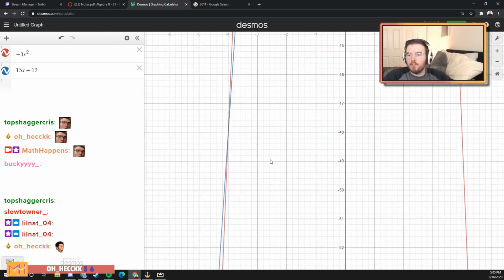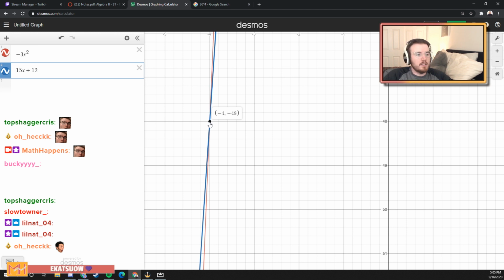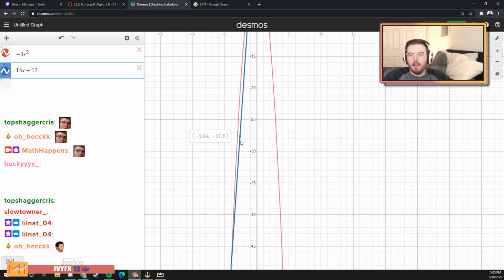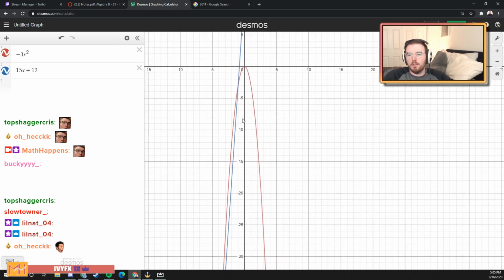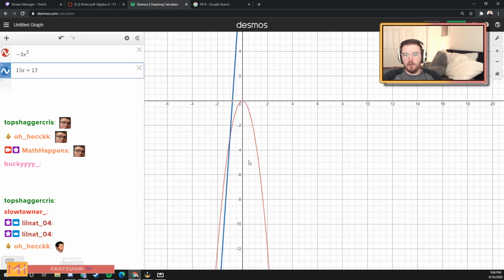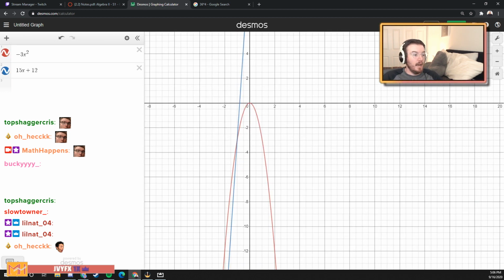We got to find the intersection. They intersect at negative 4. There's solution number 1. And they intersect at x equals negative 1. There's the other solution. Now that graph's a little hard to read. I'm scrolling around and having to move around.